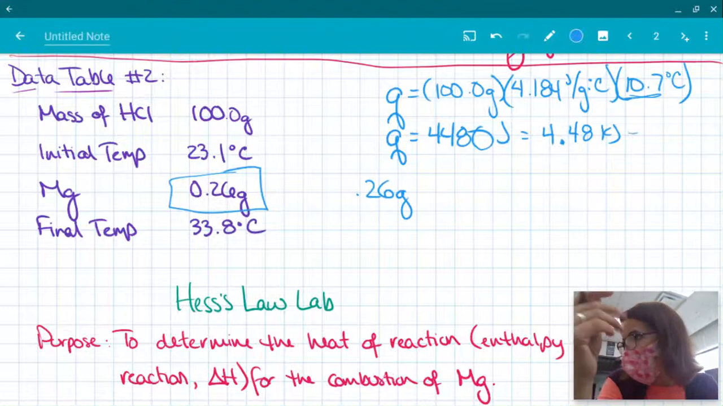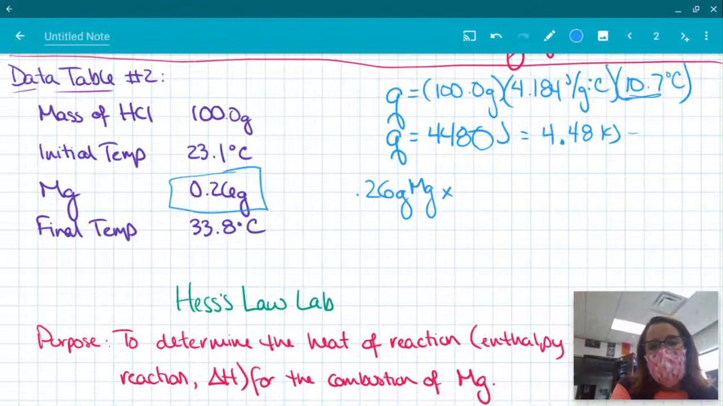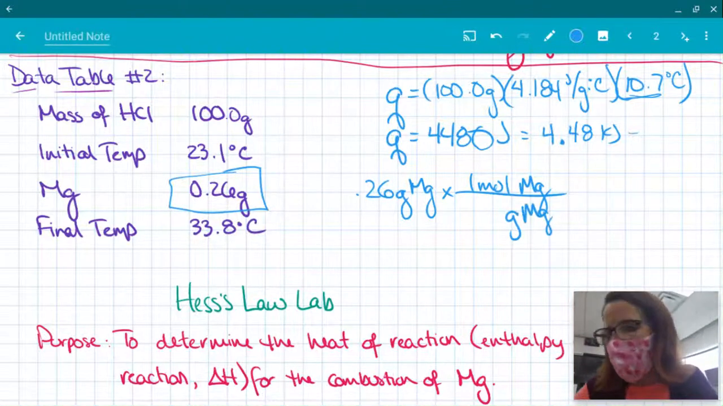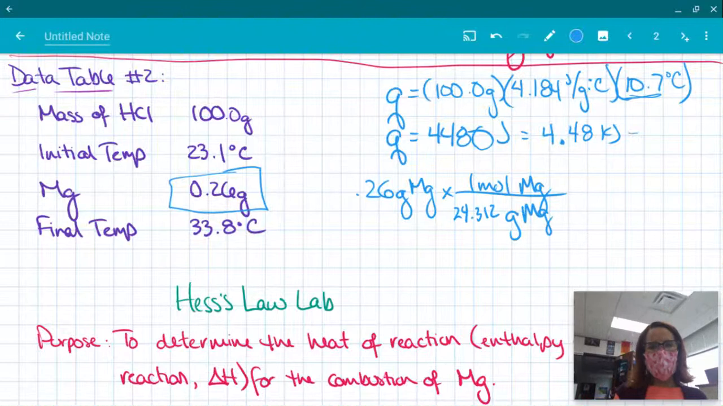What did you guys have for your mass of the magnesium? 0.21. Okay, so mine's a little bit bigger maybe than some of the masses that you guys had. So that's mass of magnesium, and as we always do, 1 mole of magnesium over the grams of magnesium from the periodic table, and that's 24.312. So everybody does that number the same. 24.312 is what goes on the bottom of your conversion factor. So conveniently, that made grams of magnesium go away, and we've converted it now into moles of magnesium.